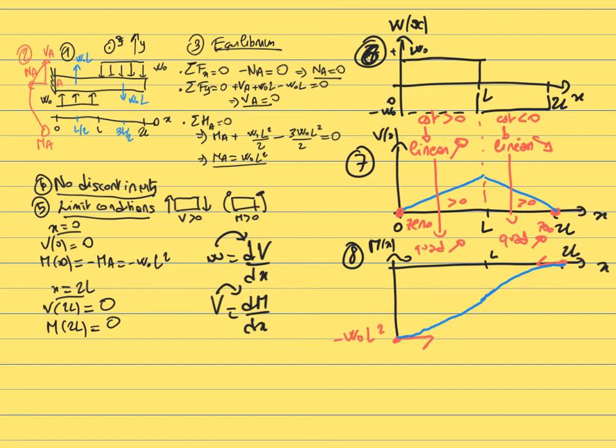In this case, you can use different methods. You can use the method of sections to calculate the internal shear and internal moment, or you can also use the integration method, but this time a numerical integration method, by numerically or analytically integrating W to get V and analytically integrating V to get M.